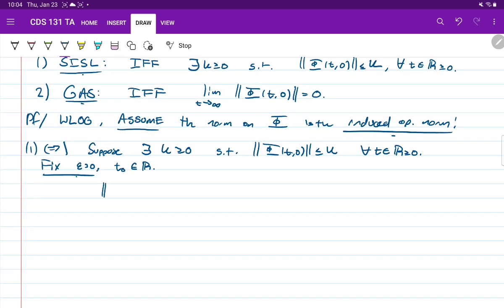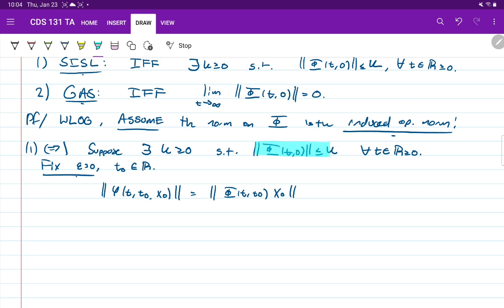Okay? So what I'm going to do next is try to control the norm of phi of t, t naught, x naught. All right? And we know that this is simply equal to the norm of phi of t, t naught, x naught, right? That's just by definition of the solution to a linear time-varying system. Now let's go ahead and bound this thing above, all right? Now how do we come up with a bound on this phi of t, t naught, x naught?